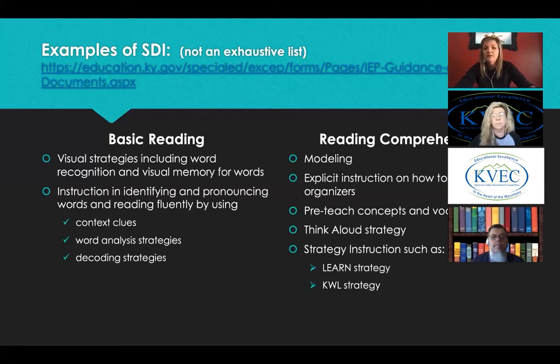Instruction in identifying and pronouncing words and reading fluently, there's 3 different ways to do that. The first one would be context clues. You would show them how to look back in their passage or look back in a sentence for the clues so that they would know. They could go back, and it would help with vocabulary. They would be able to read the word and then also be able to know what that word means in the vocabulary.